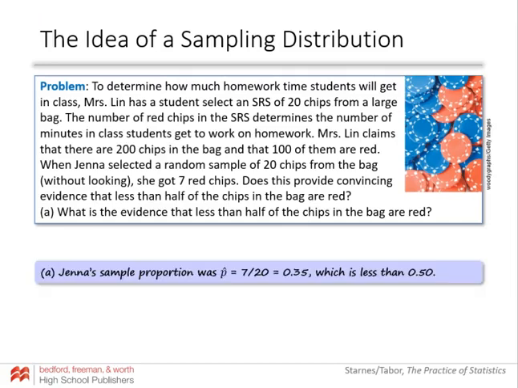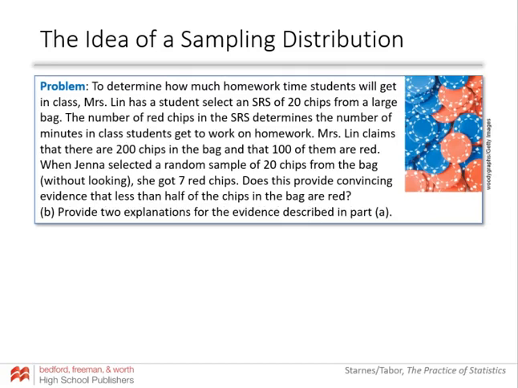Okay, so first question is, do we have evidence that less than half of the chips in the bag are red? Well, we do have evidence. She picked out 20 of them, and only 7 of them are red. That's 35%, which is less than 50. What we need to know is whether or not this is convincing evidence.